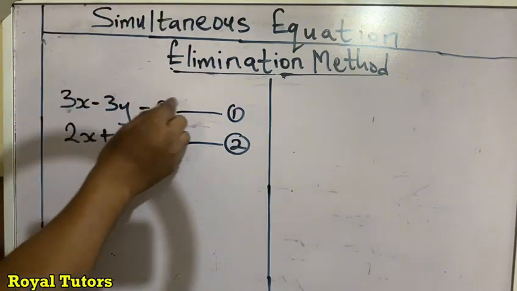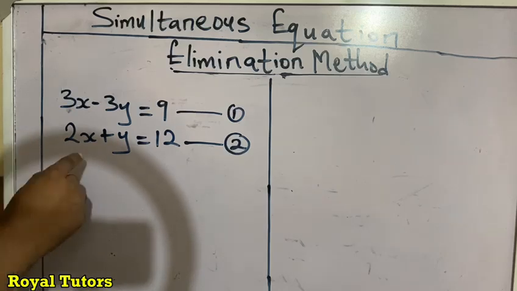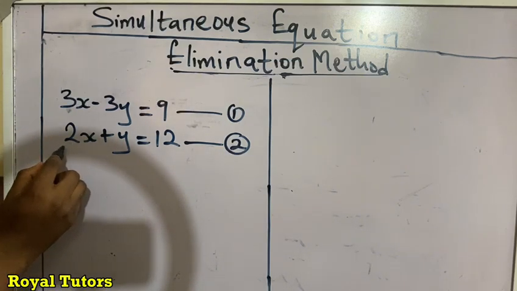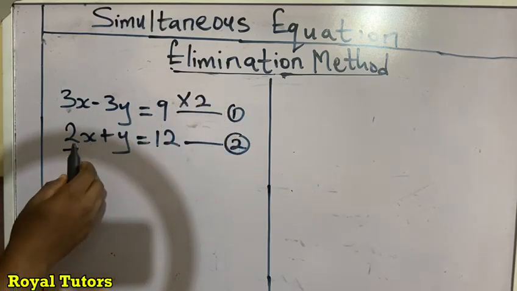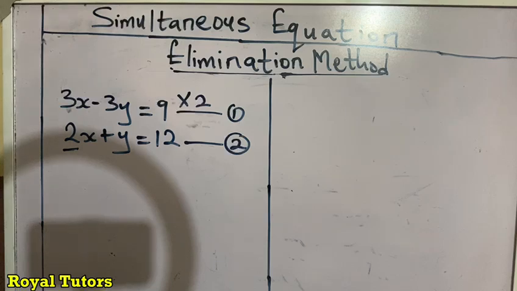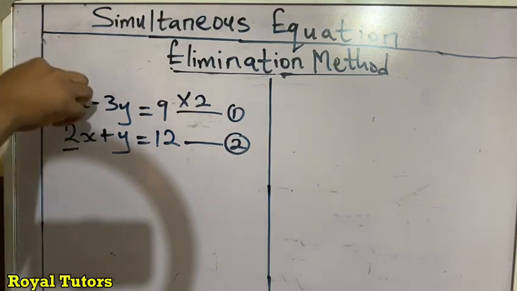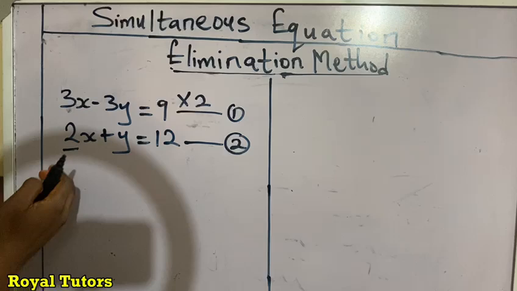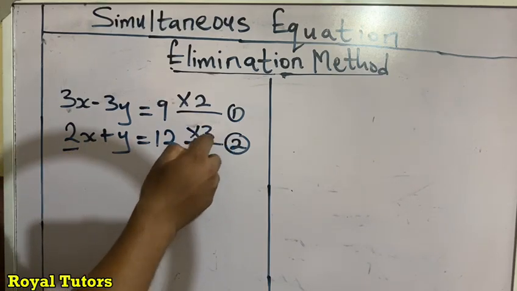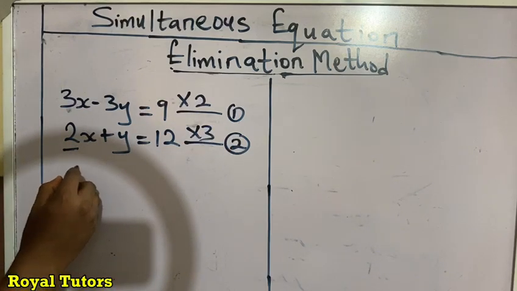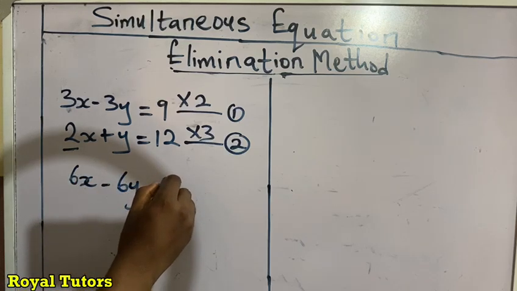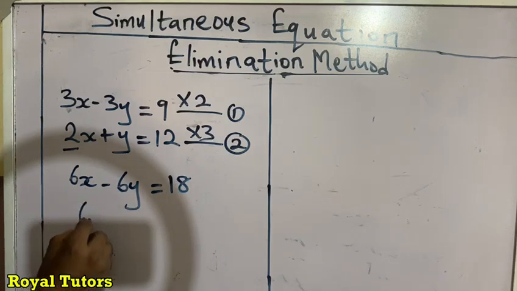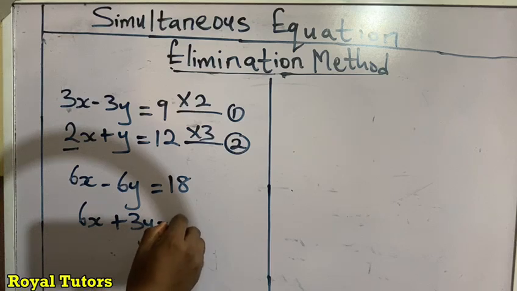What you need to do is to multiply your equation 1 by the coefficient of x in equation 2. The coefficient of x in equation 2 is 2, so that means you multiply everything in equation 1 by 2. And then what do you do to equation 2? You multiply everything in equation 2 by the coefficient of x from equation 1, which is 3. So if we do that, our new equations are 6x minus 6y equals 18, and 6x plus 3y equals 36.